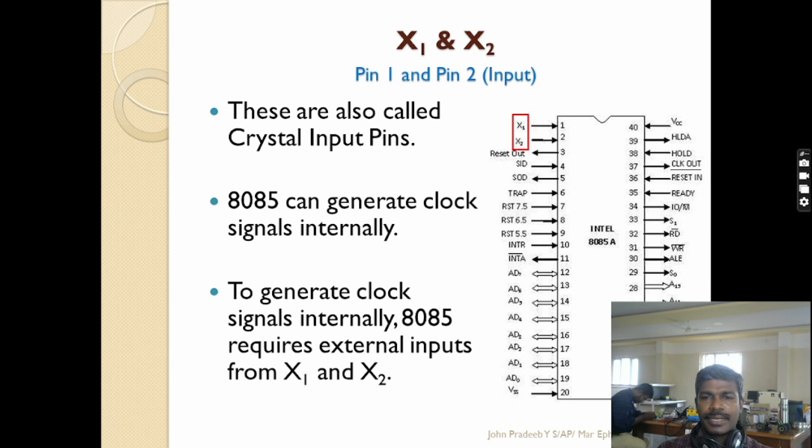So this is the detail about the pin diagram. X1 and X2 are the crystal inputs, which can generate the clock pulse internally. We can connect a crystal device externally to X1 and X2, depending upon the crystal input. It decides the clock frequency range of the microprocessor. So we require an external clock input from the crystal device.